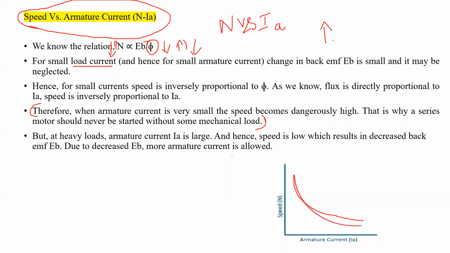Due to this, if the speed increases too much, it becomes dangerous. If this speed increases more and more, then what will happen? The motor goes into a dangerous speed, so the motor may be damaged. So that's why DC series motors are never started without load. The DC series motor is not used at light load at the time of starting.